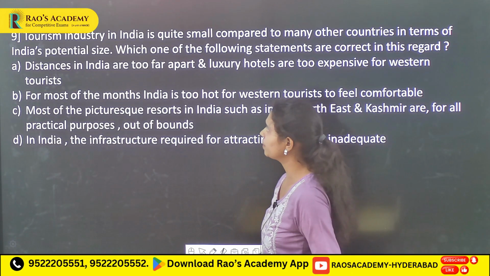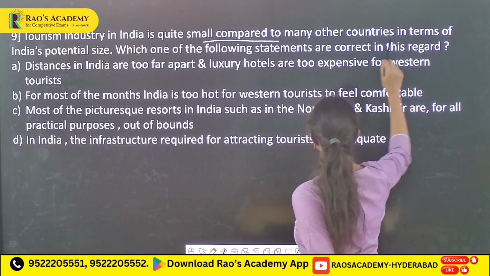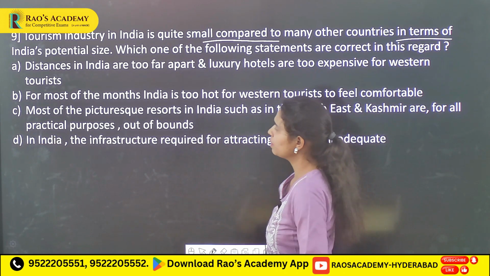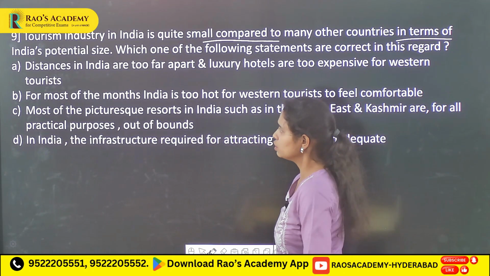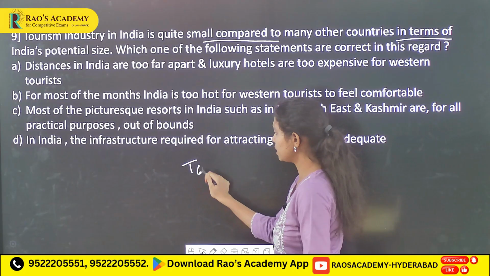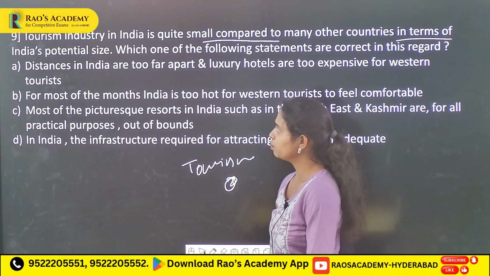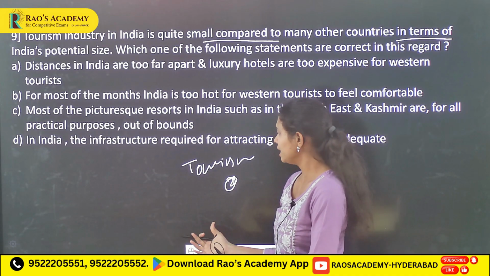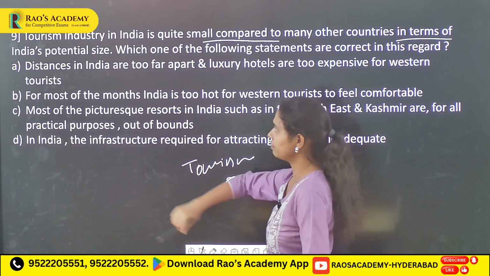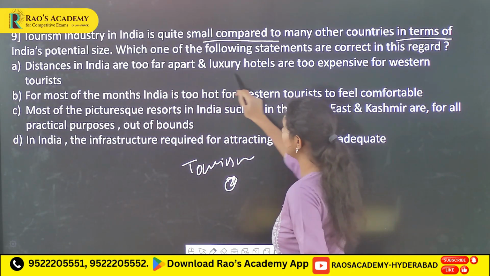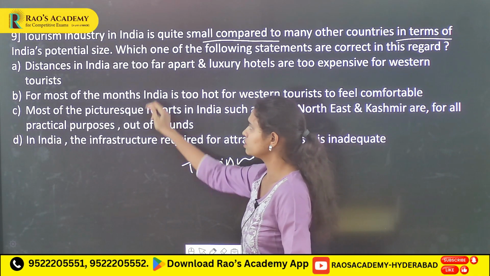Then followed by, the tourism industry in India is quite small compared to many other countries in terms of India's potential size. Which one of the following statements is correct in this regard? So among the given statements, it is asking about the tourism sector in India and why it is still lagging though it has a greater potential. If you see the first one, the distances in India are too far apart and luxury hotels are too expensive for Western tourists. It is a very narrow statement. It is going to be an incorrect one.